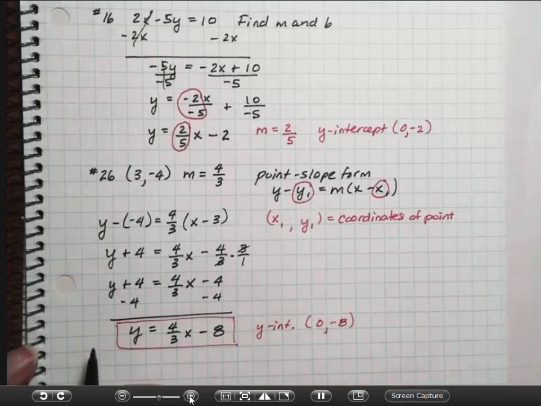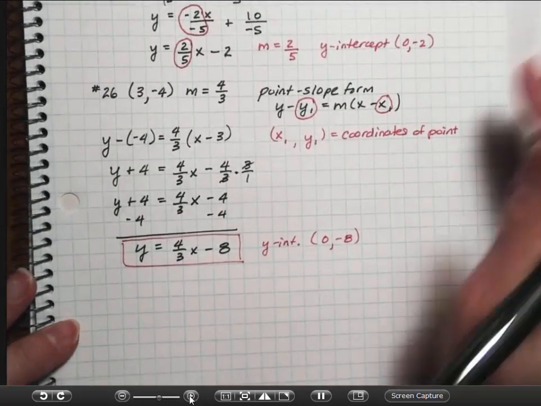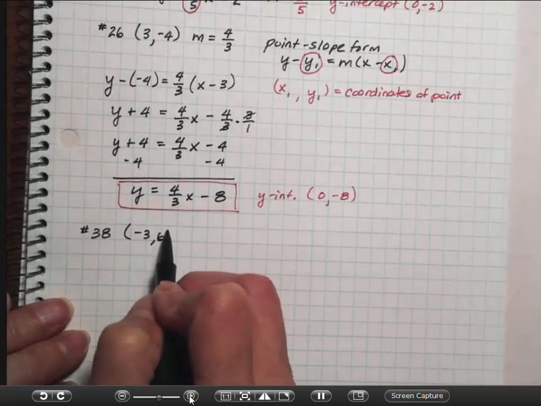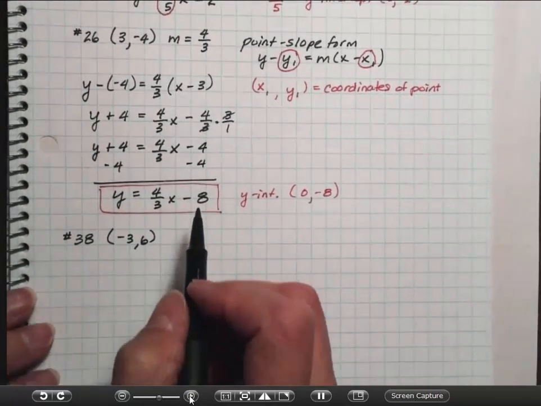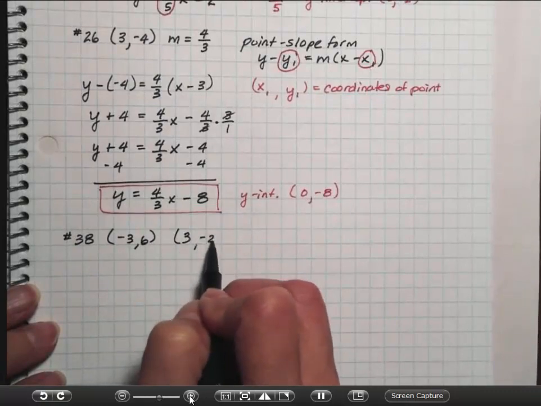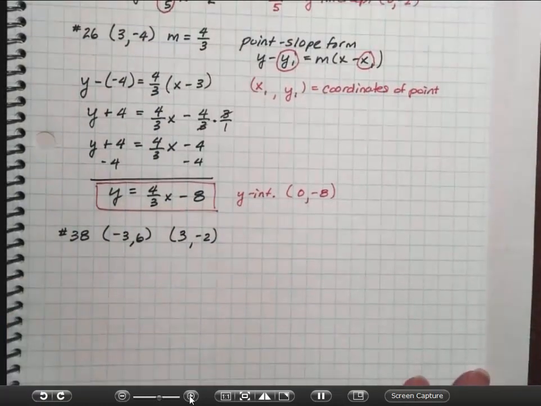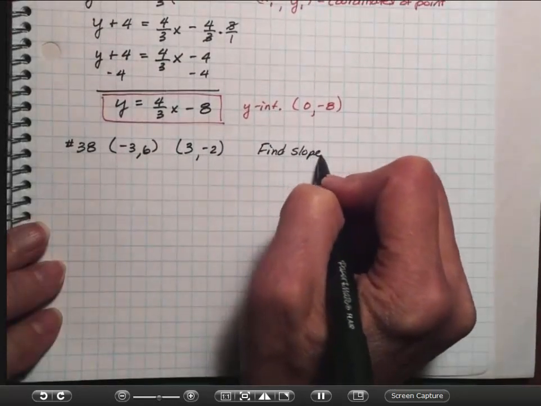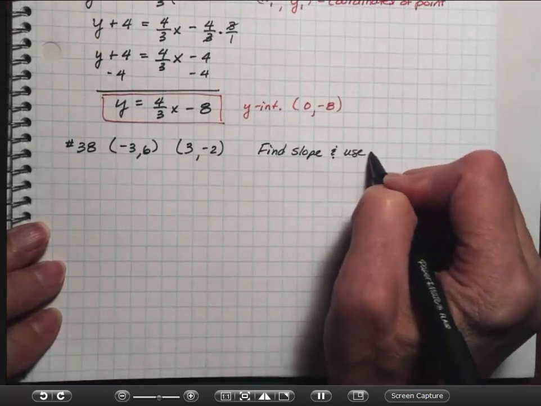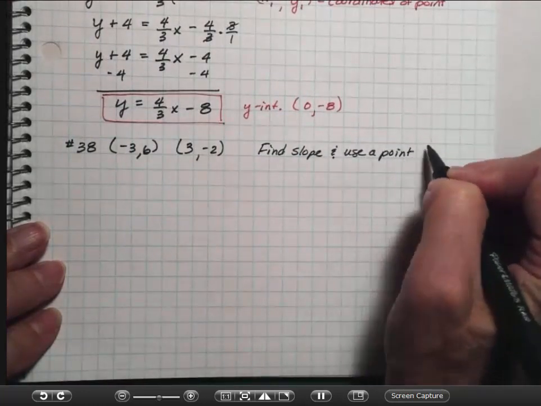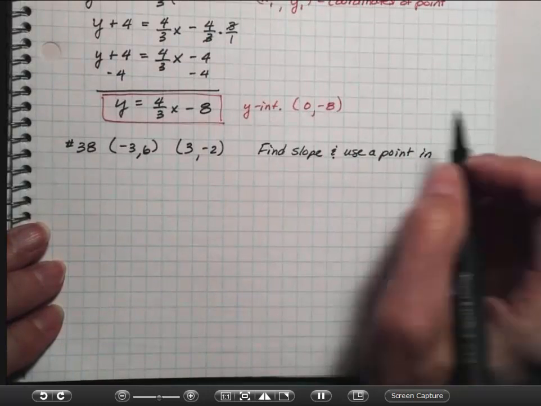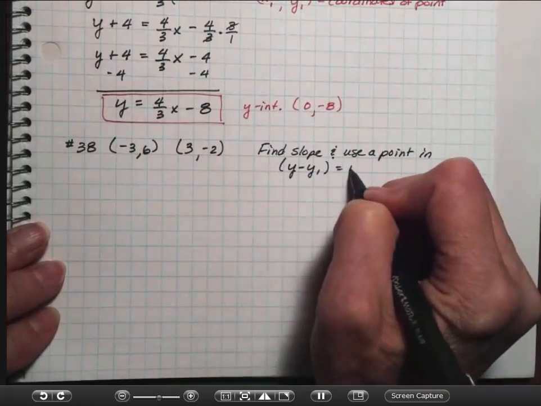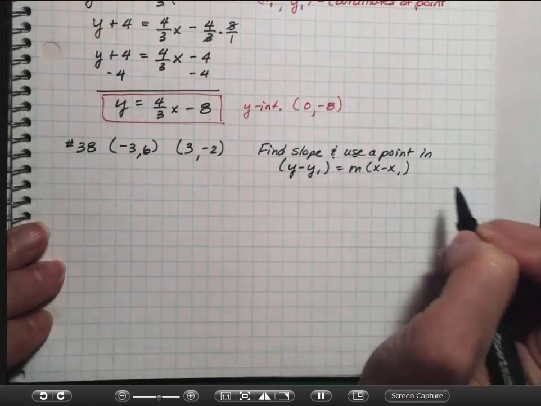The last example I'm going to do in this section is number 38. And number 38 says that I have the points negative 3, 6, and the point 3, negative 2. And again, we're asked to find the equation of the line. And to be able to find the equation of the line, I'm going to need to find the slope. And then use a point in my point-slope form, which is y minus y sub 1 equals m times x minus x sub 1. So I need to find the slope.